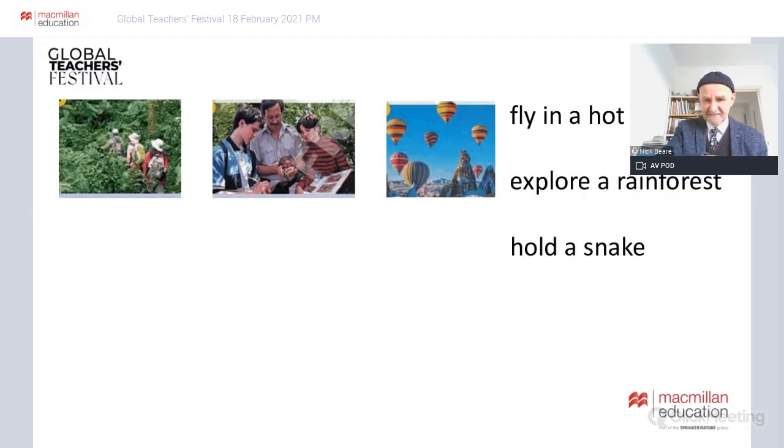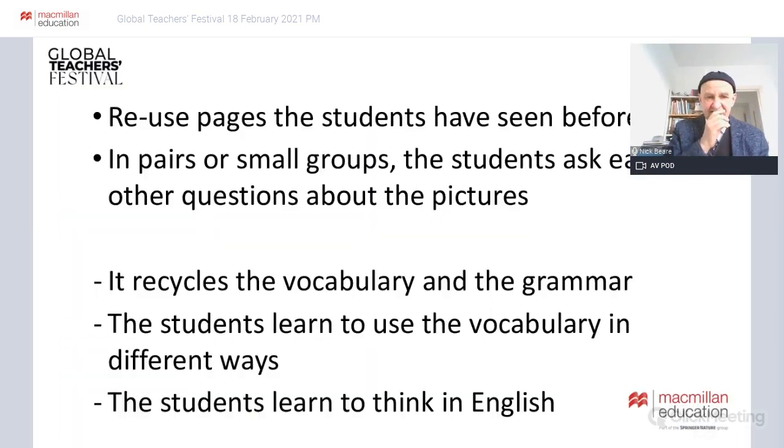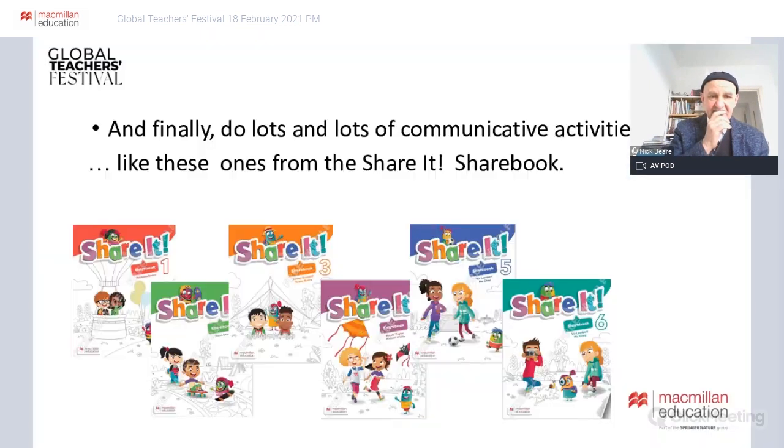I'm going to jump over these ones because they're not so important. I'm going to jump to that and that, right. These are just examples from Share It, from the Communicative Activities book. It's a book which each student has. So in Student 1, they have their share book with Student 1 activities, Level 1 activities, all the way through up to Level 6. That's a primary. But it gives you some ideas of the sort of communicative activities that work really, really well.